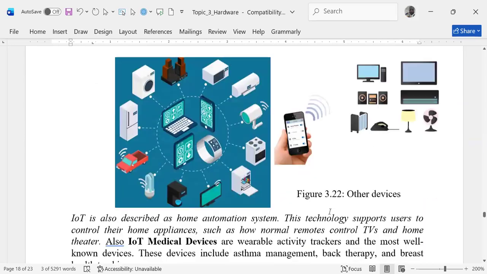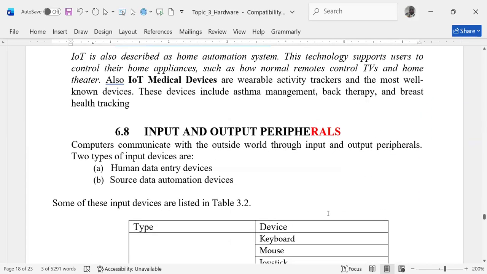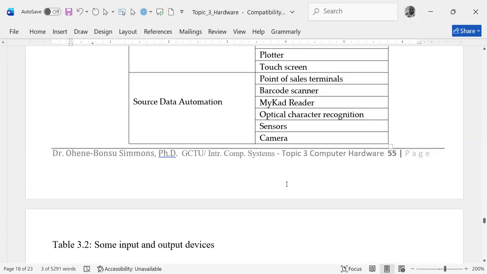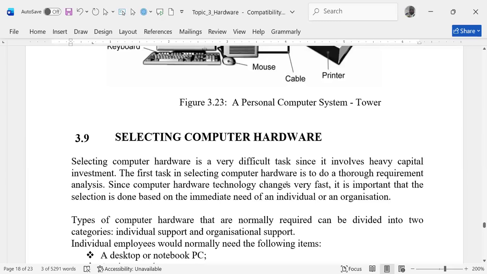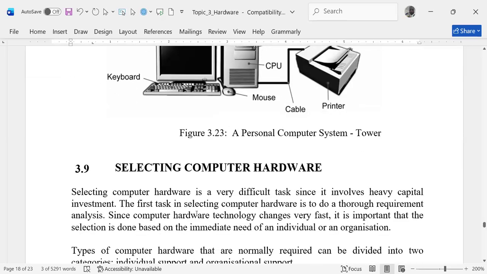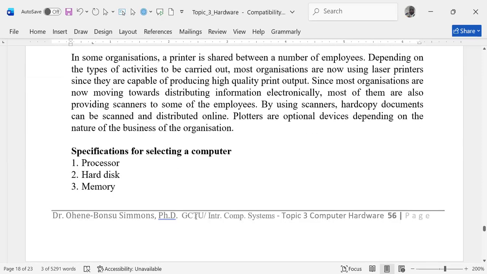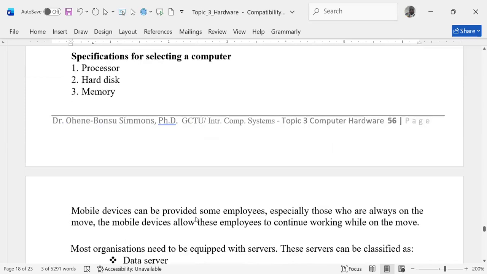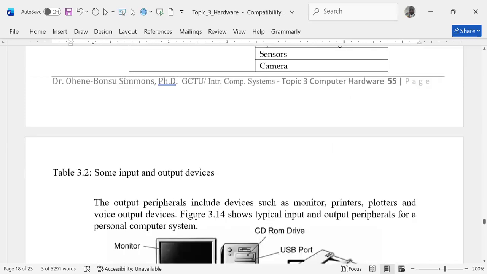Other devices are highlighted here. There we have input and output peripheral devices. We have understood input devices and output devices, and these are the computer parts that are connected, selecting computer systems. Good. So that is that for this topic.